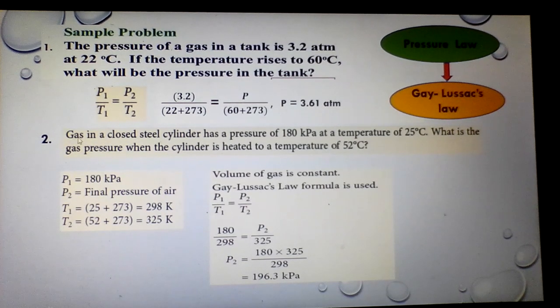Okay. Number 2, gas in a closed steel cylinder has a pressure of 180 kilopascal at temperature 25 degrees Celsius. What is the gas pressure when the cylinder is heated to a temperature of 52 degrees Celsius? So same thing. What you do, you just list down all the information given and remember the temperature must be in Kelvin. Okay, so we use the Gay-Lussac's law formula. So P1 over T1 equals P2 over T2. You substitute all the values in. So you solve it, you get P2 equivalent to 196.3 kilopascal.